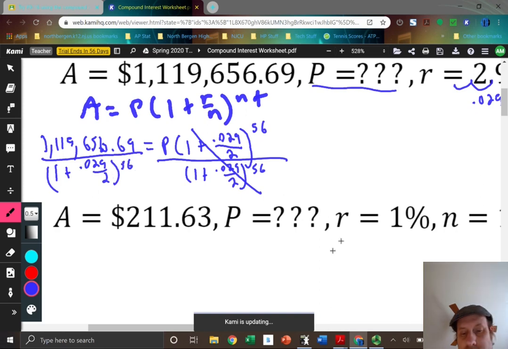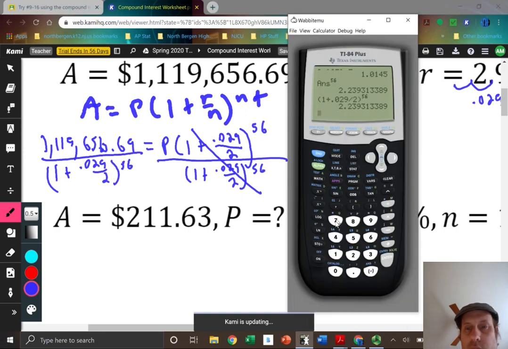All right, so what do we do at this point right here? We're going to take the numerator, which is $1,119,656.69. I'm going to go ahead and divide that by my previous answer. In this calculator, I can just press second answer. But if you just want to put it as 2.2393, that should be fine, okay?